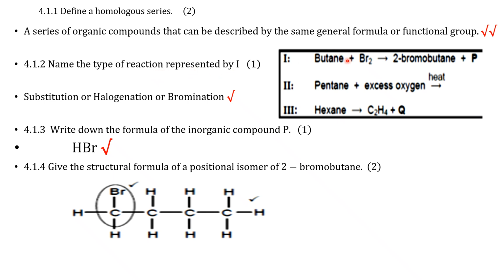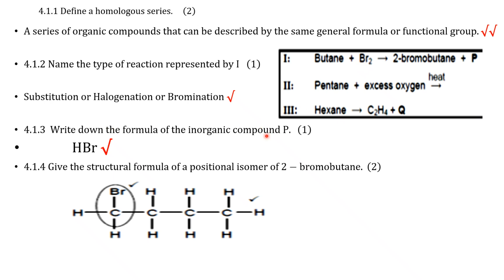Now, name the type of reaction represented by 1. I'm taking butane and it's reacting with bromine, so bromination. Or if I take into account that bromine is a halogen, we can also say halogenation. It is a substitution, because one bromine takes the place of hydrogen and displaces that hydrogen, and the displaced hydrogen combines with the other bromine to form HBr. So the reaction is substitution, halogenation or bromination.